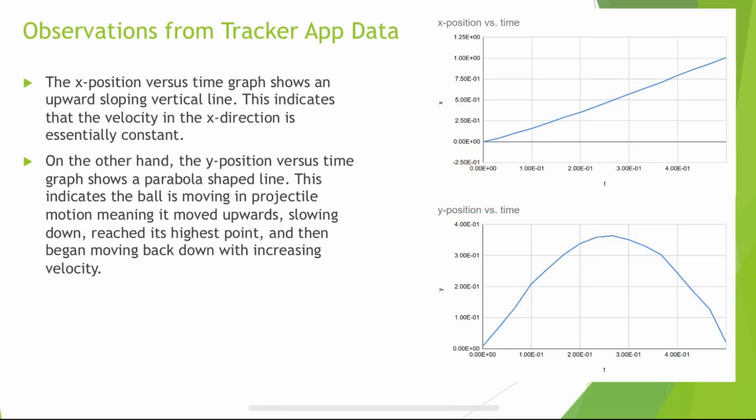After plotting the data from the Tracker app, the x position versus time graph shows an upward sloping line. This indicates that the velocity in the x direction is essentially constant. On the other hand, the y position versus time graph shows a parabola-shaped line. This indicates the ball is moving in a projectile motion, meaning it moved upwards, slowing down, reached its highest point, and then began moving back down with increasing velocity.